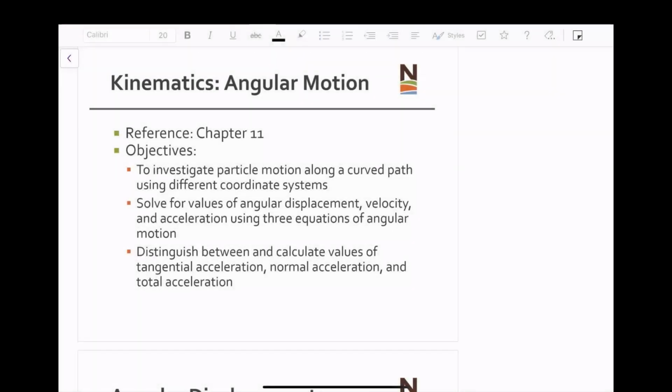This unit covers Chapter 11 from your textbook. The objectives of this chapter are to investigate particle motion along a curved path using different coordinate systems, to solve for values of angular displacement, velocity, and acceleration using three equations of angular motion, and lastly, to distinguish between and calculate values of tangential acceleration, normal acceleration, and total acceleration.